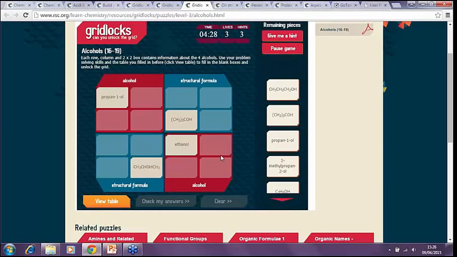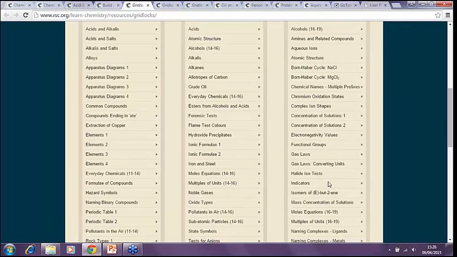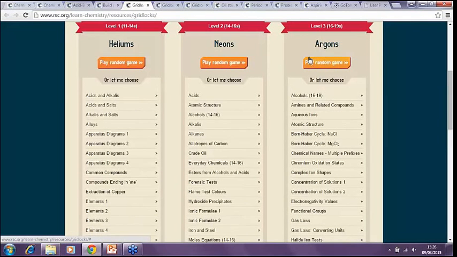Okay, so that's grid locks. They're really great for some revision, for consolidating your knowledge, deepening your knowledge of particular topics. And like you saw on this page here, there are a lot of different ones that you can choose from. If you can't choose, you can just click on the play random game. Okay. Right, so we've looked at fit, we've looked at grid locks.